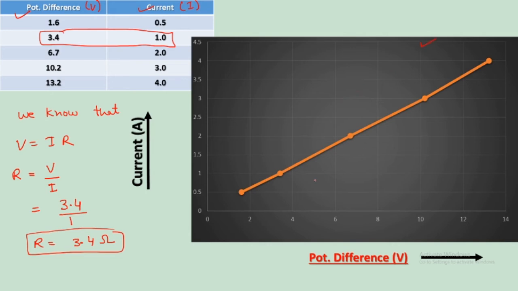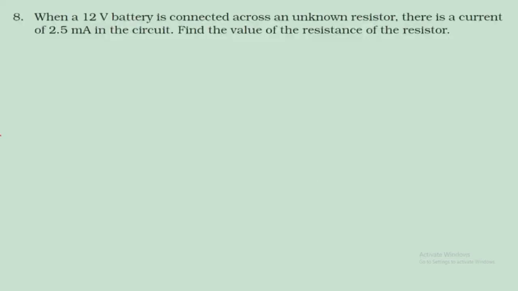Now move to question number 8. The question is: a 12 volt battery, which means V equals 12 volt, is connected across an unknown resistance R. We have to find the value of the resistance for a current I of 2.5 milliampere. So we have to change it into ampere. We divide it by 1000 and get the value in ampere.